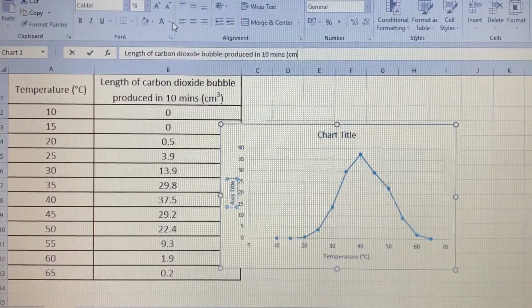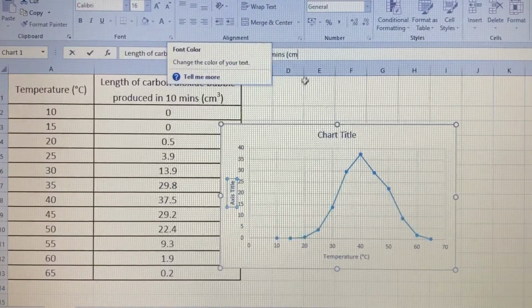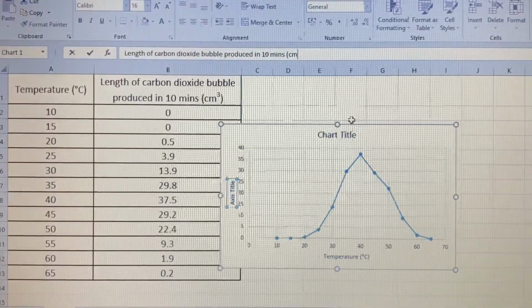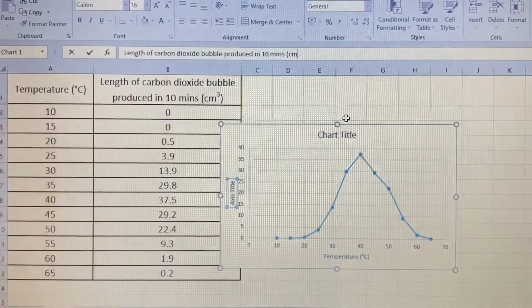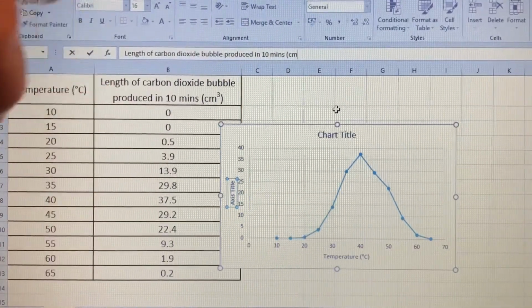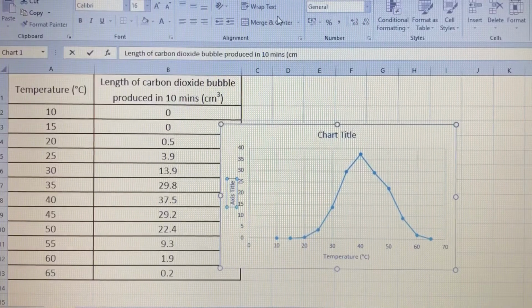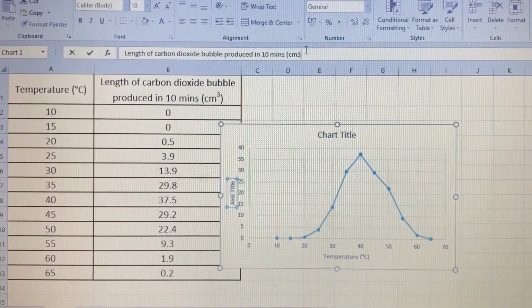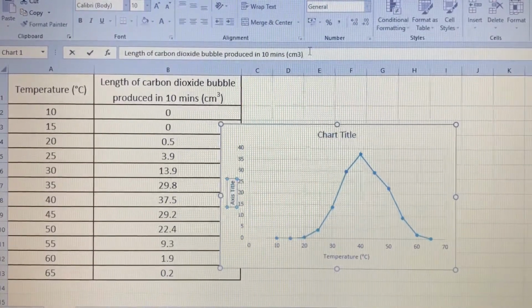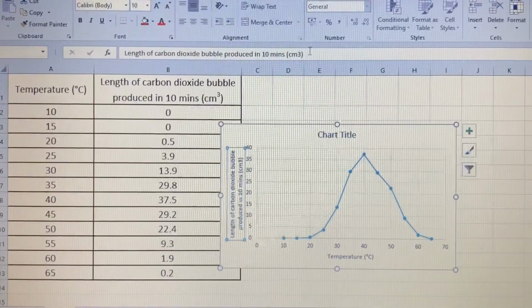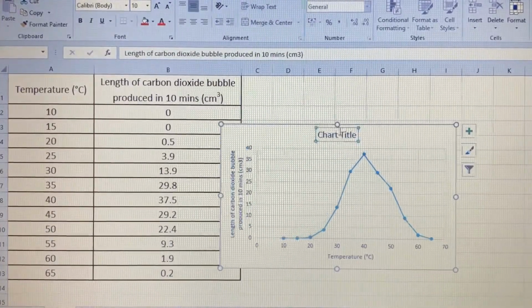I can't make that a 3. It should be a 3 like this one, and I can't do that because my menu items have disappeared in this format, so I'm just going to go for a 3. I wouldn't normally do that, but it does the job for today. Okay, and I'm going to lose that.